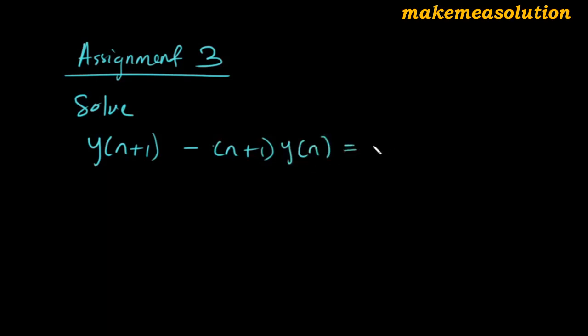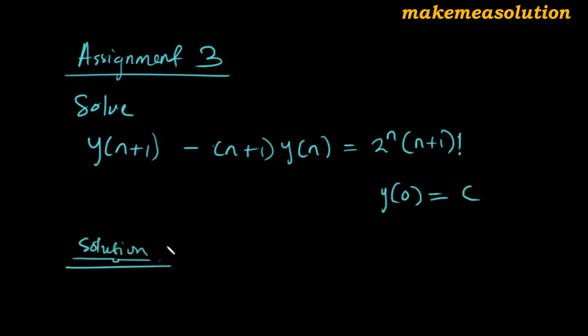So you want to solve, what was the question again? So the third question is y of n plus 1 minus n plus 1 y of n is equal to 2 raised to the power of n plus 1 factorial, and y of 0 is equal to c. So solution.